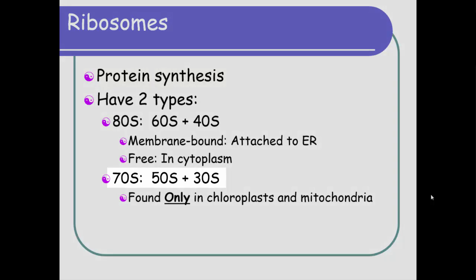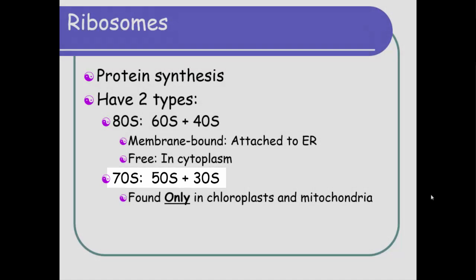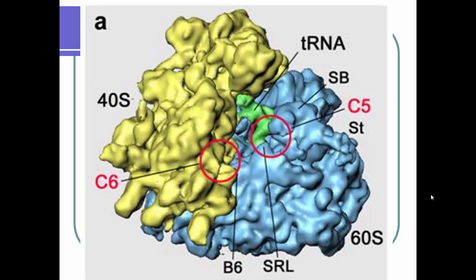However, eukaryotic cells also have 70S ribosomes, just like those found in prokaryotic cells. But 70S ribosomes are found only in the chloroplasts, in photosynthetic cells, and mitochondria. They are used to make proteins involved with energy production. Here's a picture of the 40S and 60S subunit forming the 80S ribosome.